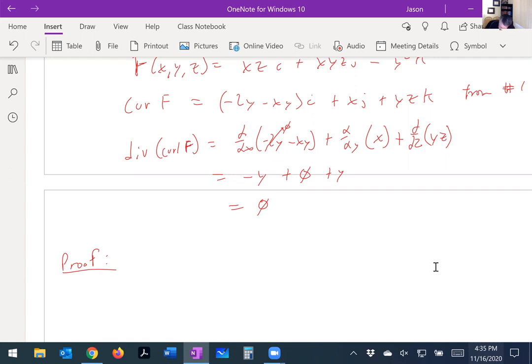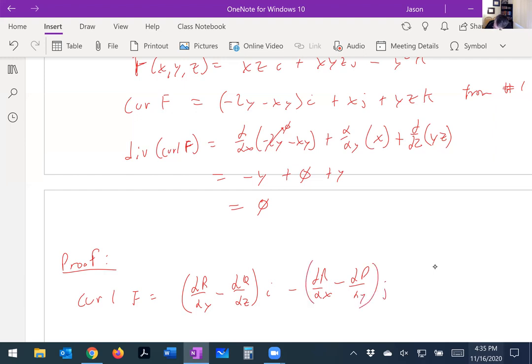Okay, so we know what the curl of f is. I know how to find the curl of f. The curl of f is dR/dy minus dQ/dz, i, minus dR/dx minus dP/dz, j, plus dQ/dx minus dP/dy, k. That's right. Okay, so I know what the curl is.